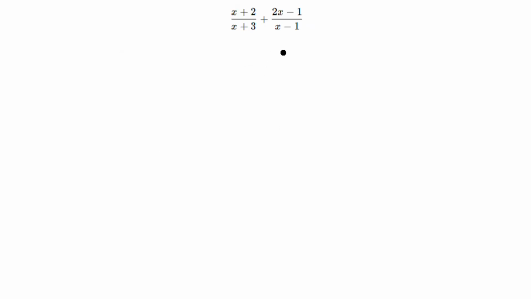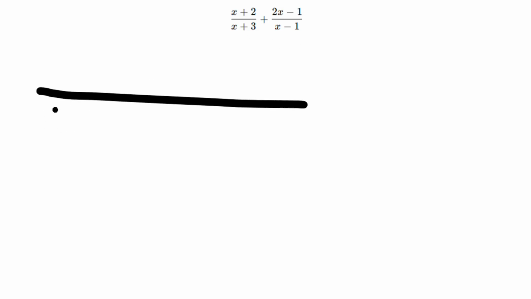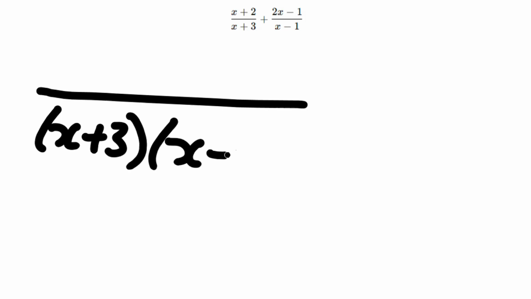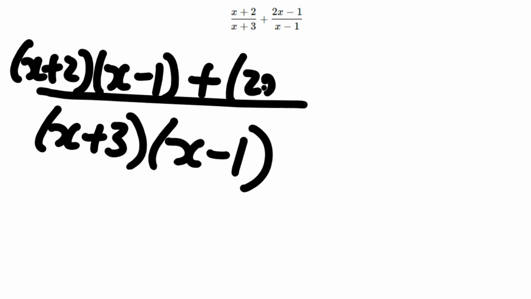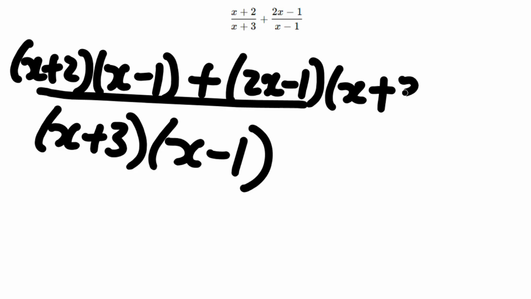Now for this one, you can see that the denominators are different. So if the denominators are different, we go by the usual. We multiply the denominators between themselves, and then we use the numerator of this to multiply the denominator of the other one. So it becomes x plus 2 to multiply the denominator of the other fraction. The sign is a plus, so plus the numerator of the second one multiplying the denominator of the first fraction. So this is what you get, right?